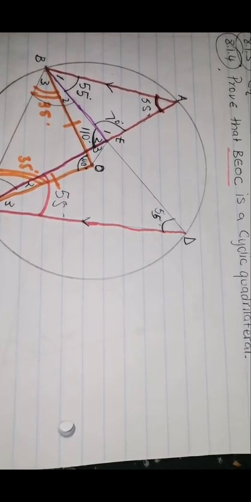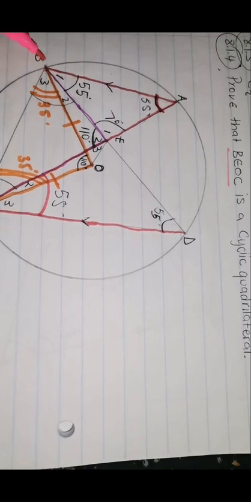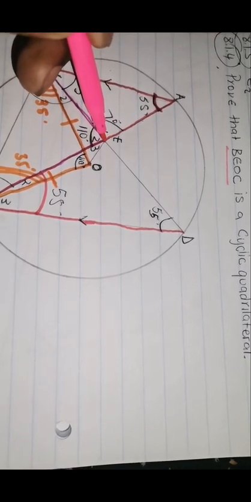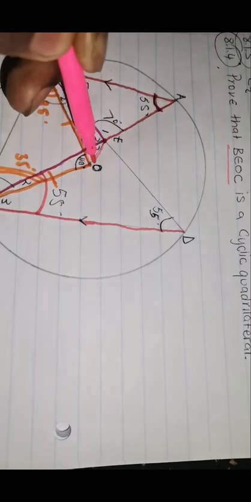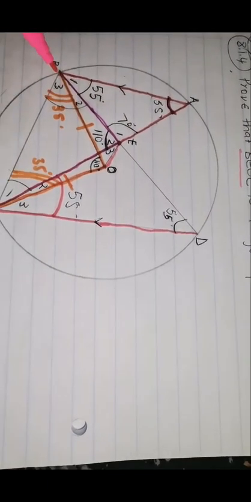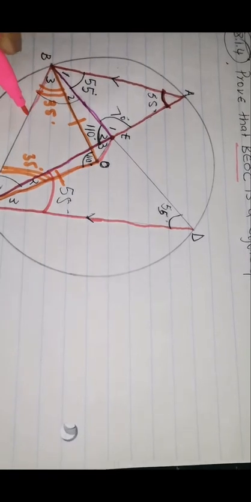So where is BEOC? This one, in pink, guys, this quadrilateral. Today we must prove that it is a cyclic quad.